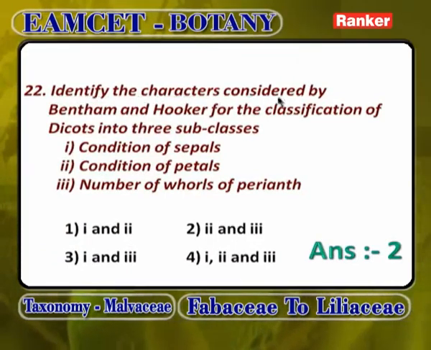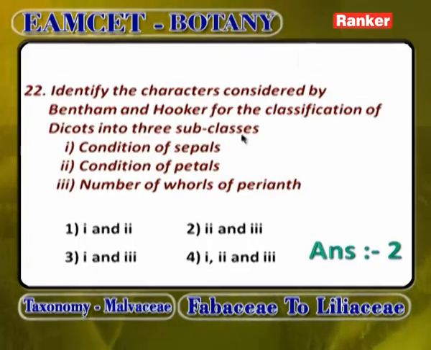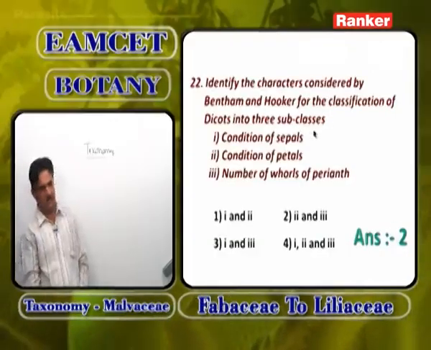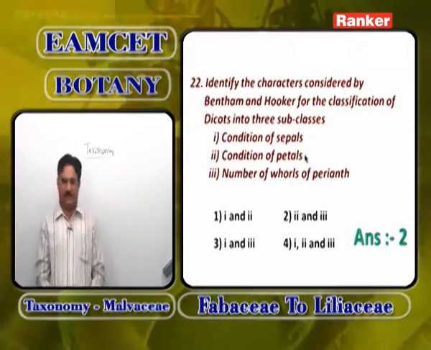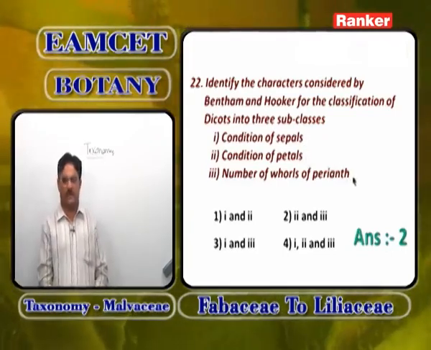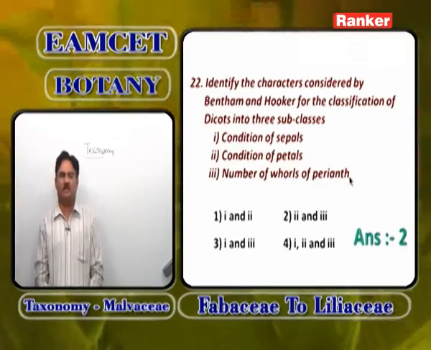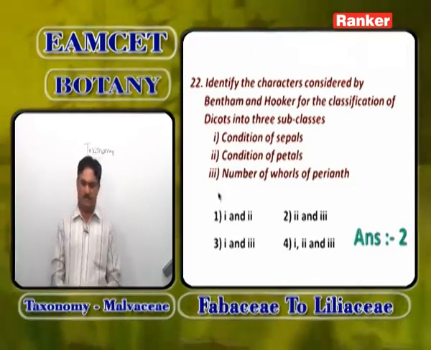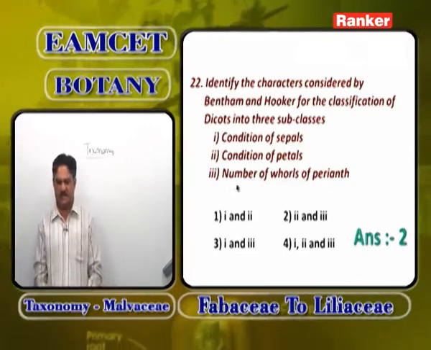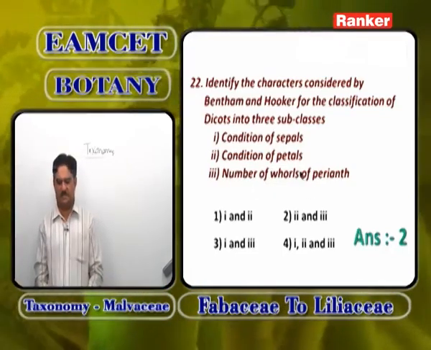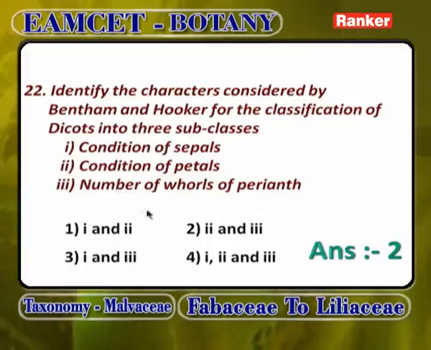Identify the characters considered by Bentham and Hooker for the classification of dicots into 3 subclasses. He classified the dicots into 3 subclasses: Polypetalae, Gamopetalae, Monochlamydeae. He didn't consider condition of sepals at all. Condition of petals is considered. Number of whorls in perianth is considered, because Monochlamydeae has only 1 whorl of perianth. So condition of petals and number of whorls of perianth is correct. Answer is 2 and 3.